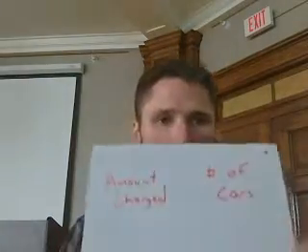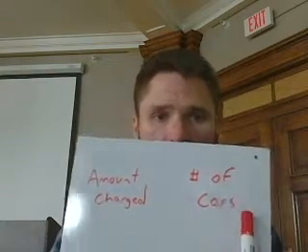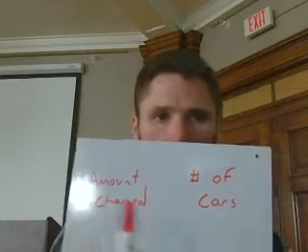So the first question says, a car wash company charges $5 for one car wash, $8 for two car washes, and $11 for three car washes. And the first thing we have to do is figure out which variable represents the input and which variable represents the output. So I see two variables in this situation. I see the amount charged, this one, and the number of cars. So which is the input and which is the output?